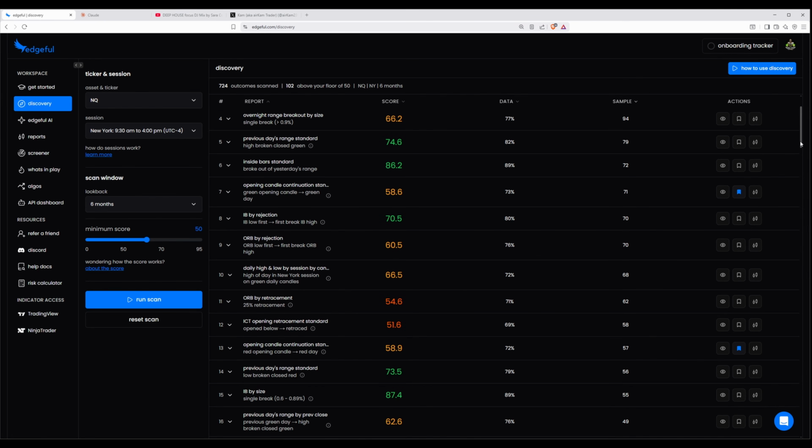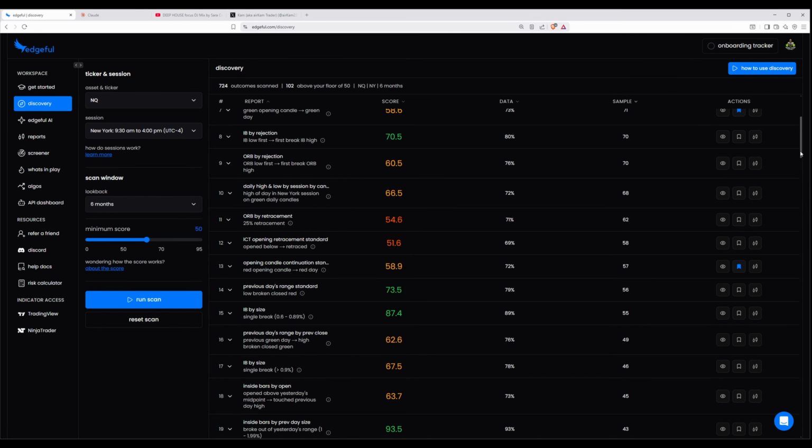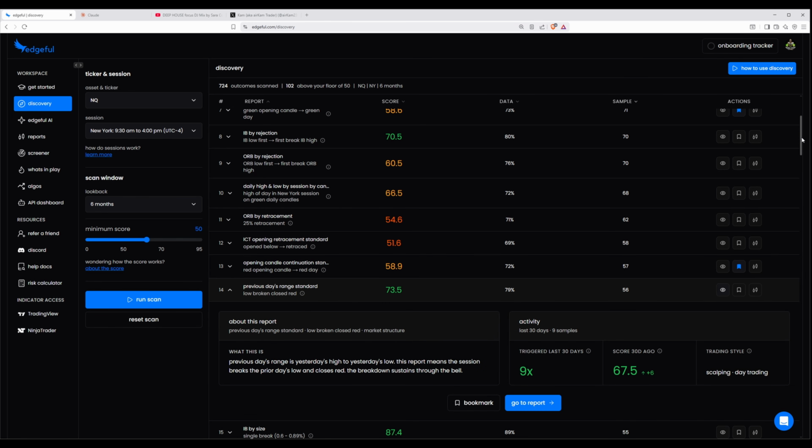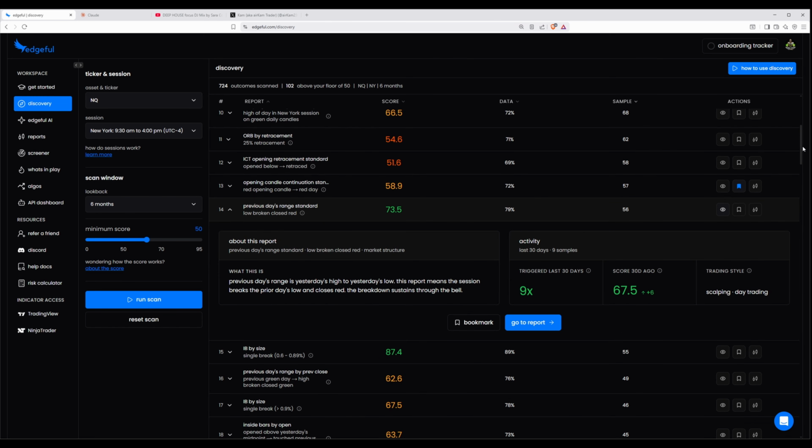And what I was looking at earlier today is this one here, the previous day's range standard. And this is a fantastic way of finding your daily bias if you're an ICT trader. Because remember, you don't need to catch the low or high of the day. You just got to know which direction the market is moving and catch a little bit of that. So what happened within this particular strategy? Over the last 30 days, it was triggered 9 times. And what it says is, depending upon the previous day's range and what happens today, you can determine your bias. And this is a fantastic edge.